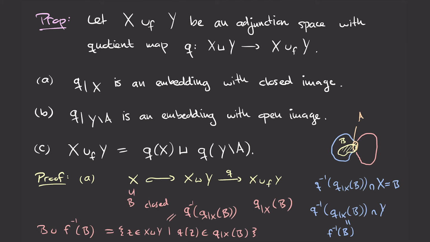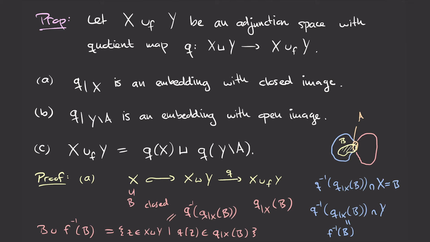Similarly, if you intersect this set here with Y, because B is a subset of X and so is disjoint from Y, the only thing that will remain in the intersection is this pre-image over here. In summary, we've looked at this pre-image, we've written it in a different way, and now we're considering its intersection with X and Y, and we see that these intersections have a pretty simple expression. The first one, the intersection with X, is just the set B, and the second one, the intersection with Y, is just the pre-image of B under the map F.